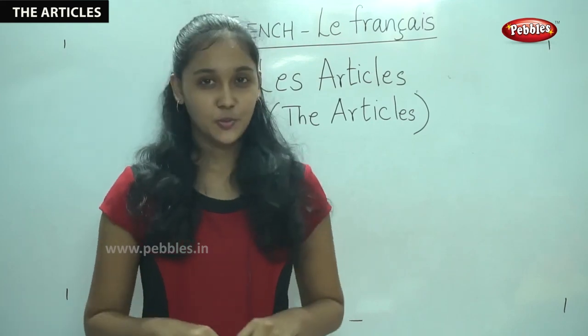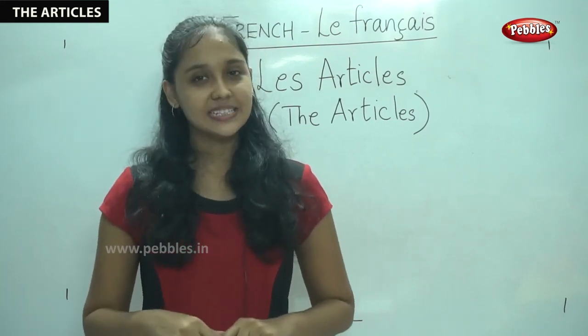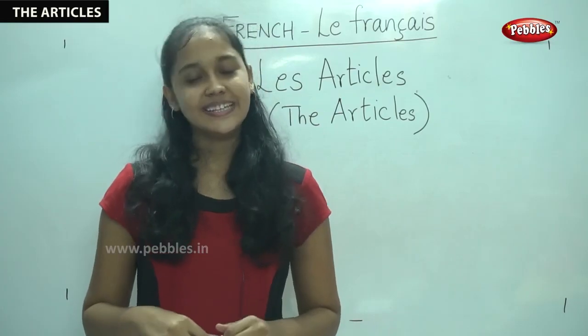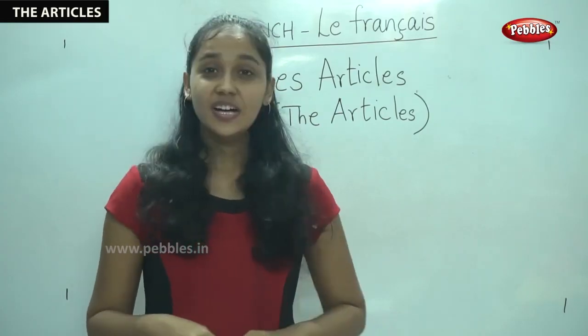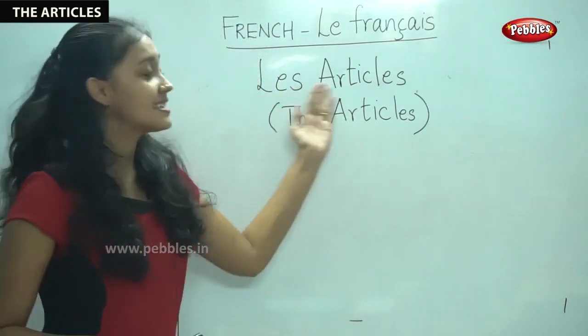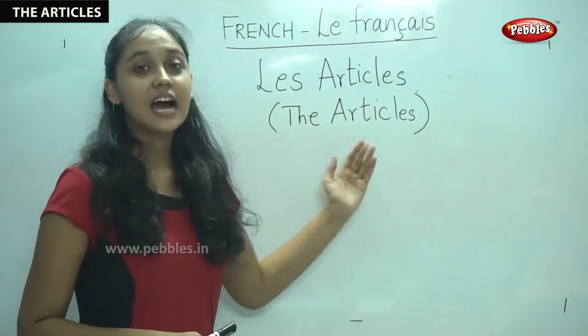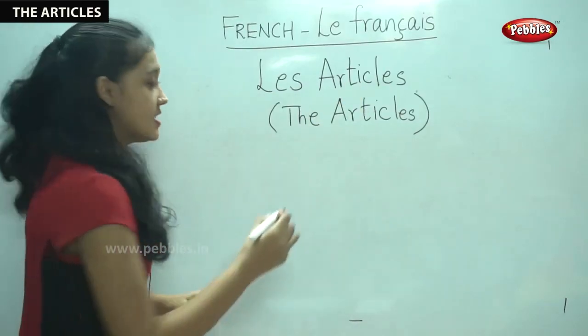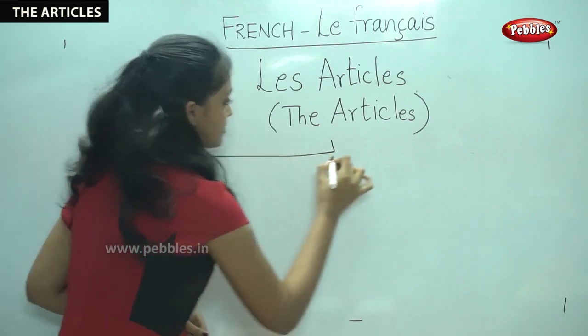I hope you are thorough with numbers from 0 to 20. If you are not thorough, don't worry, keep practicing. Now, let us learn les articles, which is the articles. The articles may be of two types.